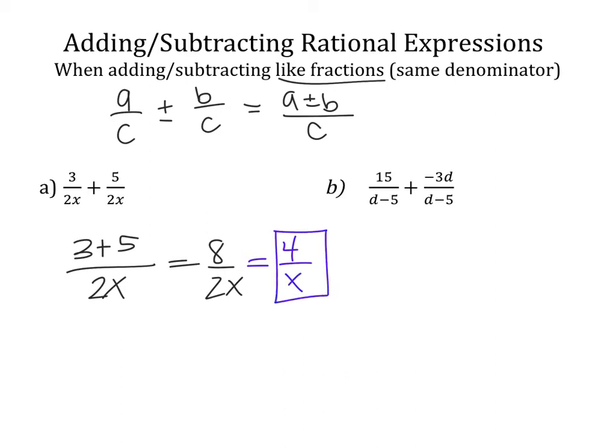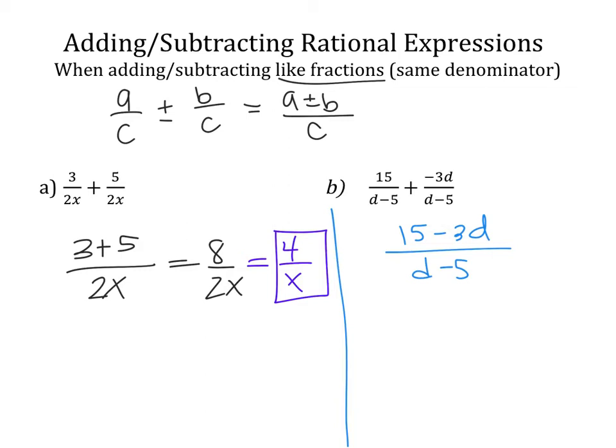For this one over here on the right, I'll use a different shade of blue. Okay, they're both divided by d minus 5. So what I'm going to do is put 15 minus 3d. I'm combining my numerator, keeping the denominator. You always want to factor again, right? So again, I have this 15 minus 3d.